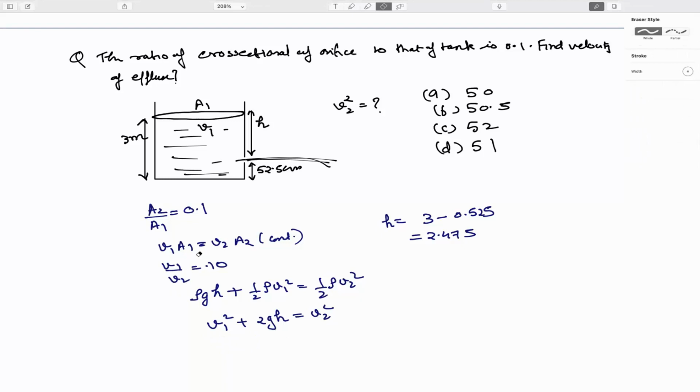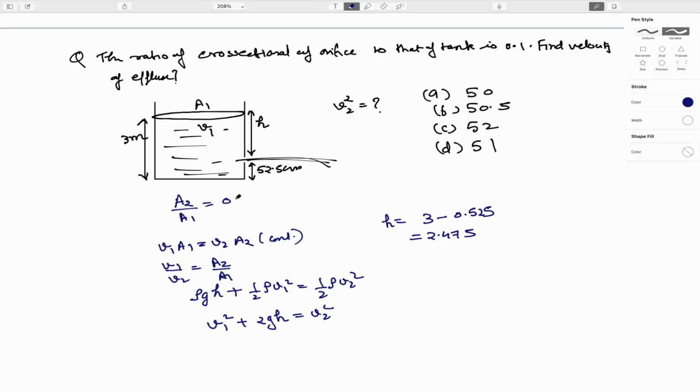V1 by V2 is A2 by A1, and the ratio of cross-sectional area of orifice to that of tank is given. Okay, so there is a mistake. You should also keep in mind, read the question carefully and don't make such mistakes. Such a simple mistake can ruin your simple question. So the ratio of cross-sectional area of the orifice to that of the tank is 0.1. So A2 by A1 comes out to be 0.1, so V1 is 0.1 V2.